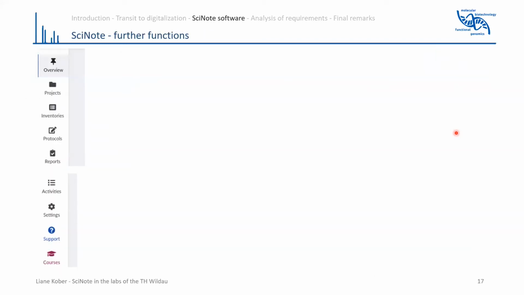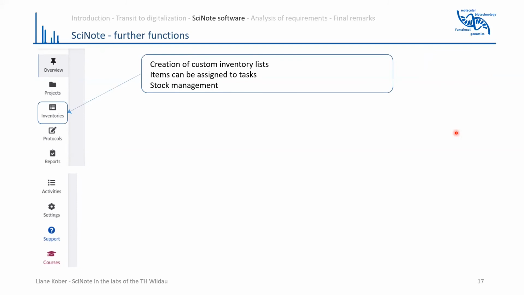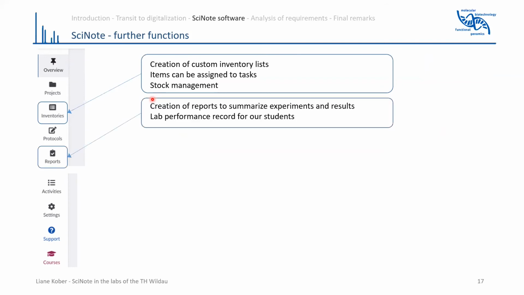So there are further functions in SciNote. I already said there are inventories. You can have custom inventory lists. You can create those inventories completely on your own and also attach files, for example. And recently they also released an update with stock management.